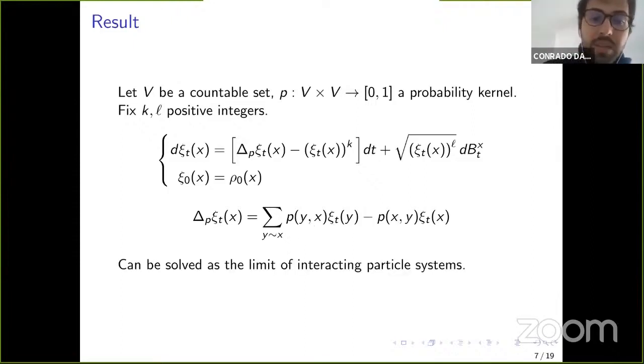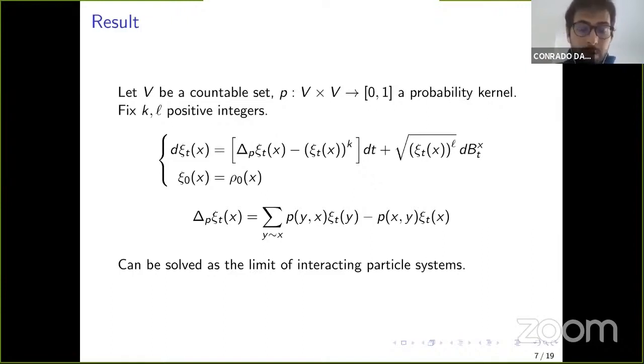Right. The result is the following. These equations, these reaction diffusion models, this approximation scheme, they still are valid in the sense that we can solve these equations as the limit of those interacting particle systems.